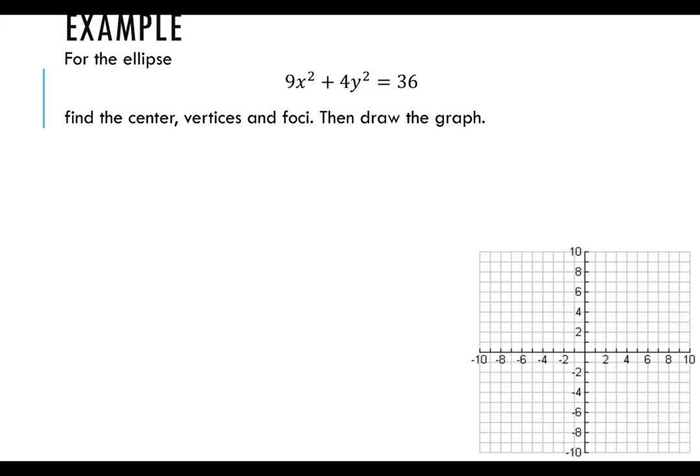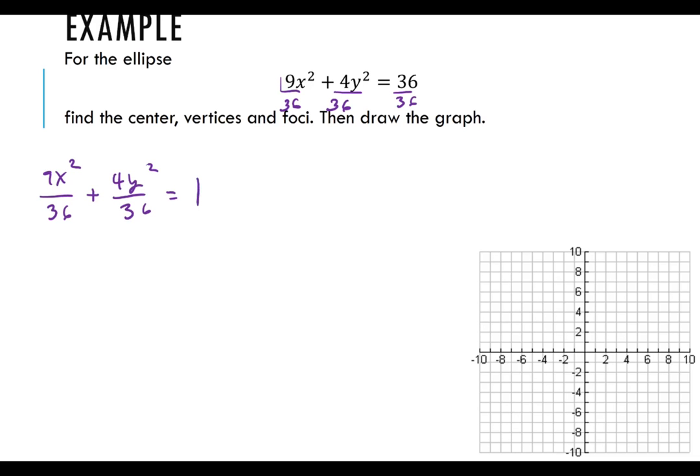Okay, so now we have the ellipse 9x squared plus 4y squared is equal to 36. We want to find the center, the vertices, and the foci, and then we want to draw the graph. So, step 1, we've got to get it in its nice format, which means that we need this equal to 1. And so we're going to divide by 36 all the way across. Dividing by 36, we get 9x squared over 36 plus 4y squared over 36 is equal to 1.